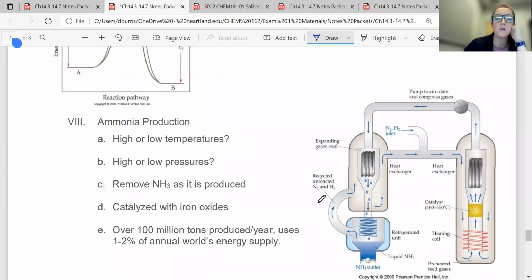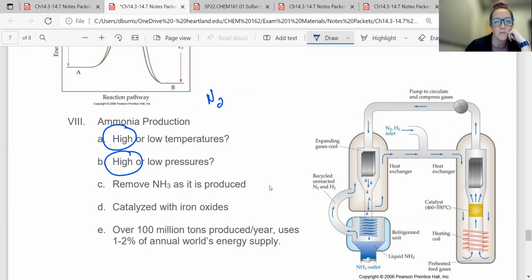Okay, so looking at this application really quick, I've been talking about ammonia production because ammonia is extremely important. This is kind of how it works. Yes, they do use a catalyst to make it go faster. Remember, we said we have to be at high temperatures and high pressures to make a lot of ammonia.